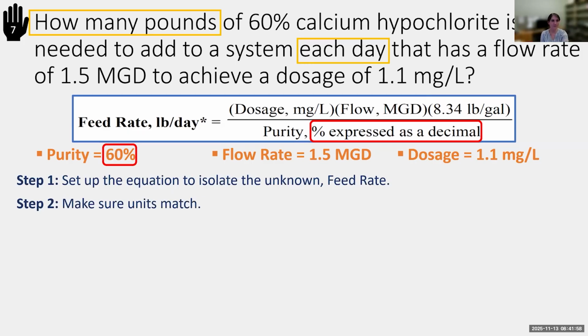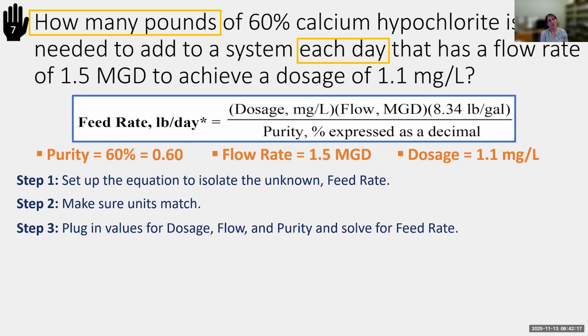So what do we need to do? Well, we want to divide 60% by 100%. The percentages cancel out, and we get 0.60. So now we have our purity percent expressed as a decimal, so we can move on to step 3. We want to plug in our values for dosage, flow, and purity, and then we can solve for feed rate.